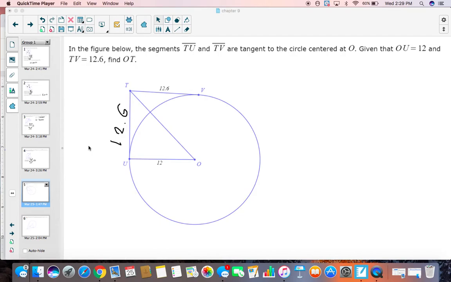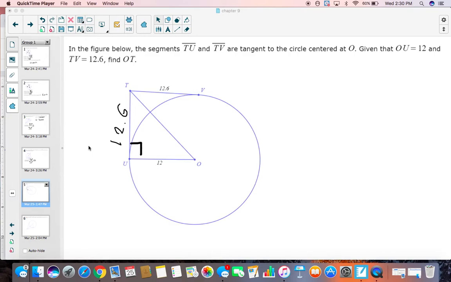Since we need to find OT, we need to figure out something else here. Well, since we are dealing with tangents to the circle, we know that a tangent to the circle is going to form a 90-degree angle with the radius. That's the whole idea around these tangent lines to circles: they form a right angle with any radius. So we can write that in there.